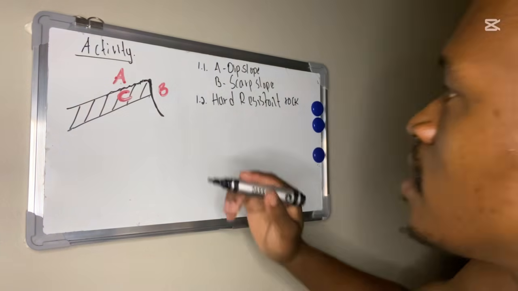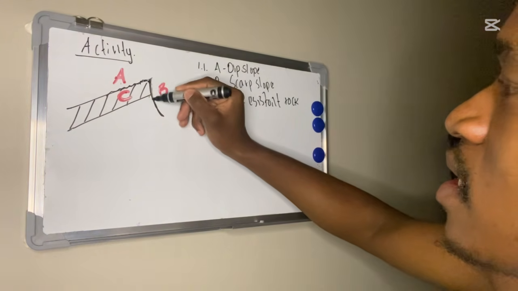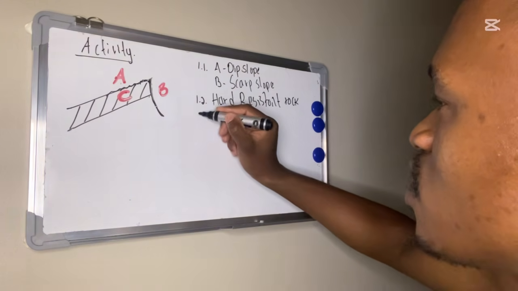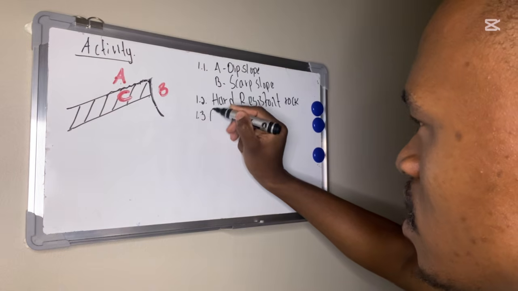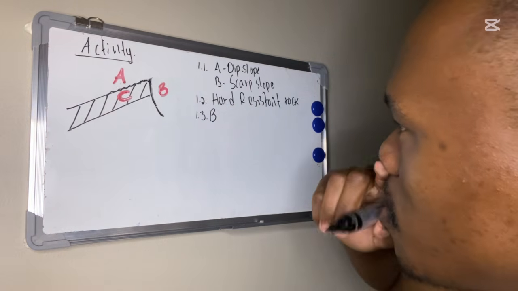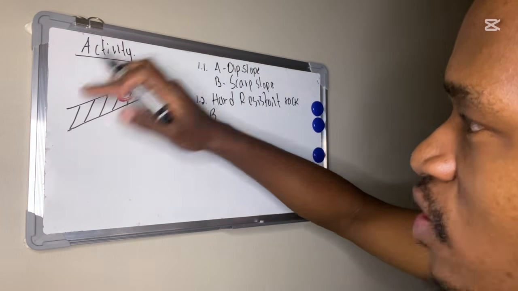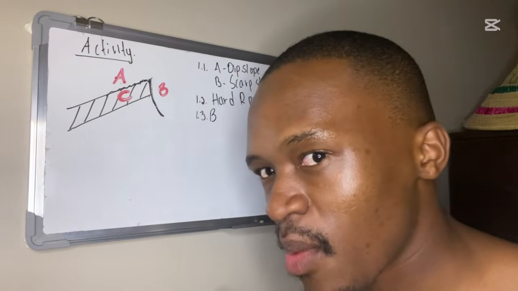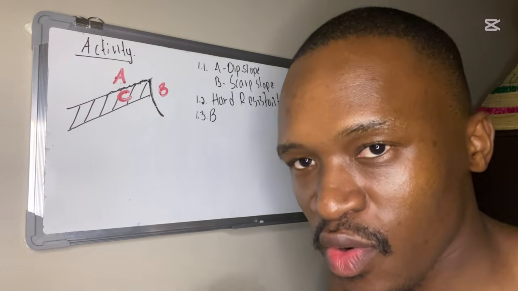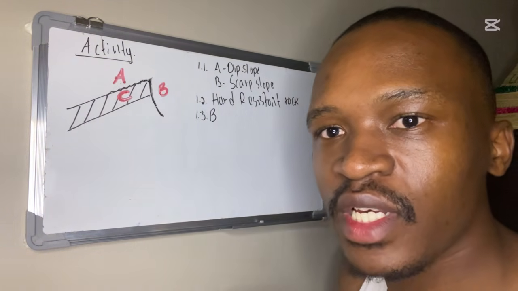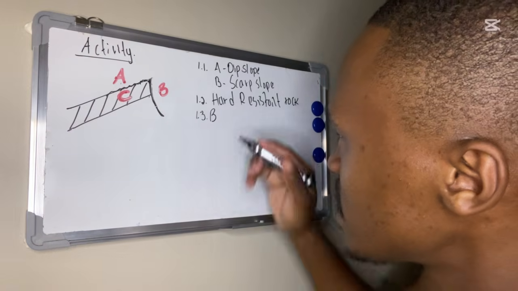The answer there has to be B. Let me explain why. Remember, A is above this hard rock. Hard rocks are more resistant to erosion, which means that they will erode slower. So the answer has to be B.